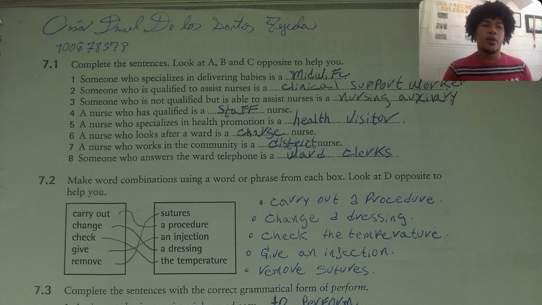Exercise 7.2: Make word combinations using a word or phrase from each box. Look at A opposite to help you. Carry out a procedure. Change a dressing. Check the temperature. Give an injection. Remove sutures.